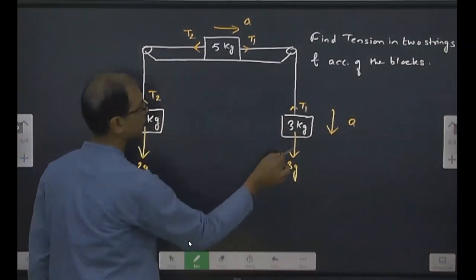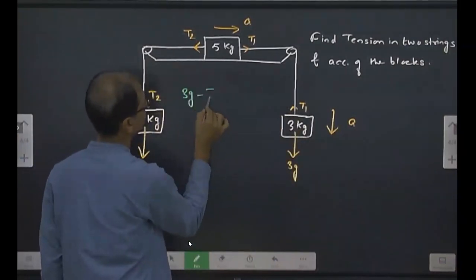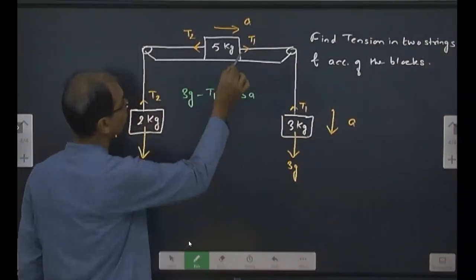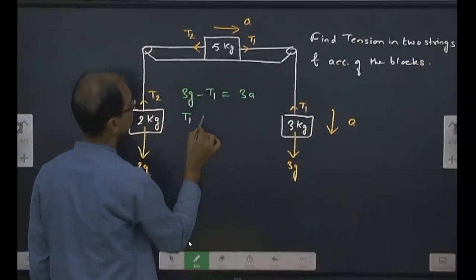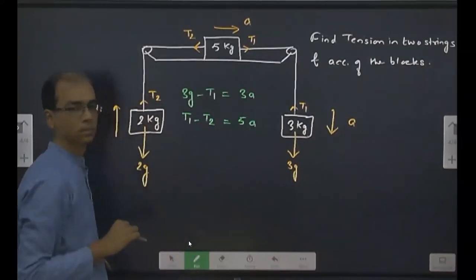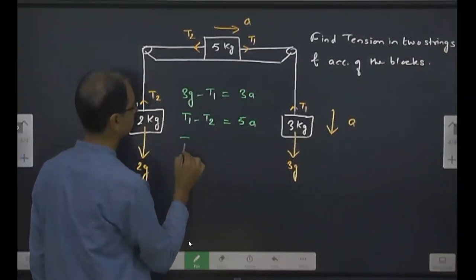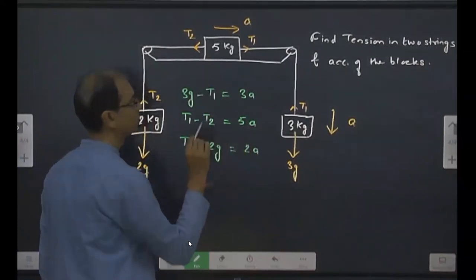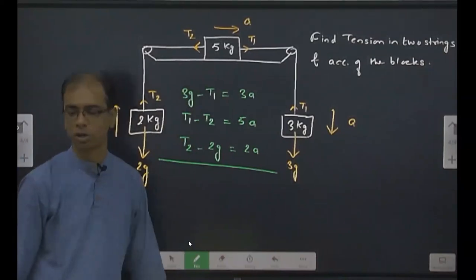So equation for this one, resultant force 3G minus T1, so 3G minus T1 equal to 3A. Here resultant force T1 minus T2 equal to 5A. Here resultant T2 minus 2G equal to 2A. These three equations we have to solve. Now these three equations' solution I am giving it to you. Come on, solve it fast.